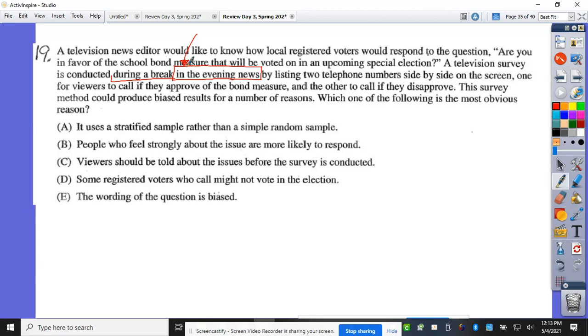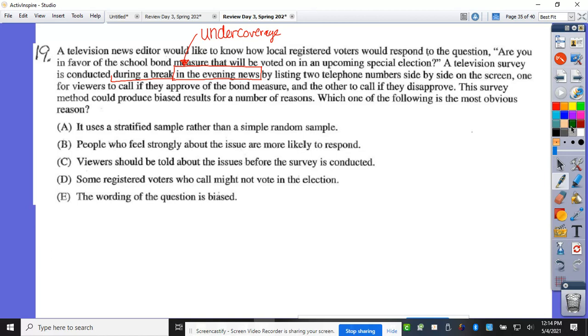There's a word for the fact that some groups could never have been possibly selected. Starts with U. Just this part. Under coverage. And just this part is saying under coverage. Now, during a break in the evening news also means people that are watching the commercials, which is also an undercoverage part there. But now continuing, that's not the only issue.